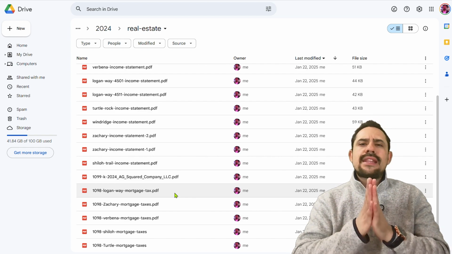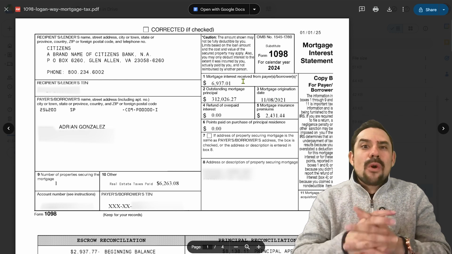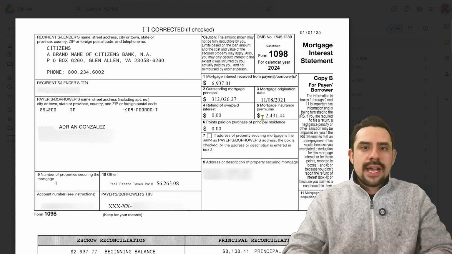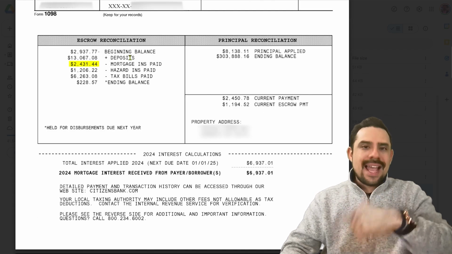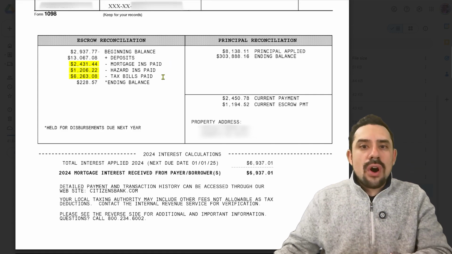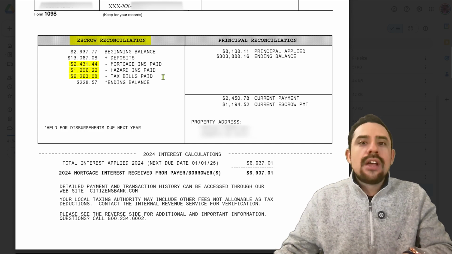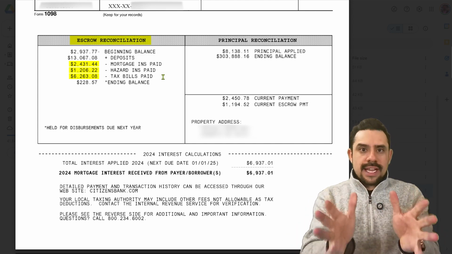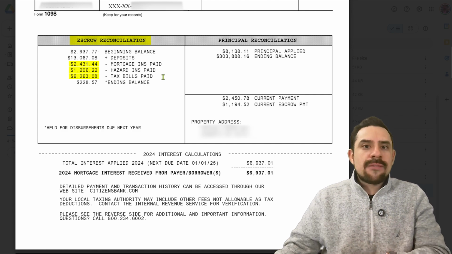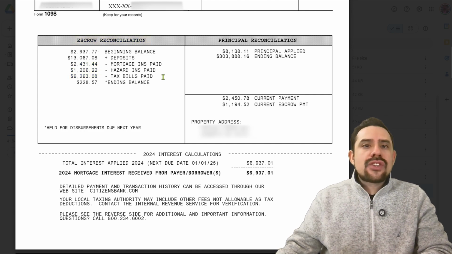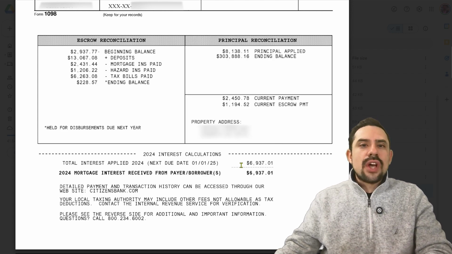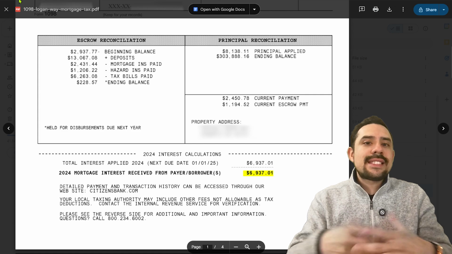Let's start with the 1098 form. This form will provide information that will contribute to our tax deductions. These include how much I paid for mortgage insurance, hazard insurance, and taxes, which in this particular form is called the escrow reconciliation section. Note, folks, different lenders may follow a different format, but what's important is that they provide all this information to you. For this home, that totaled to $13,067.